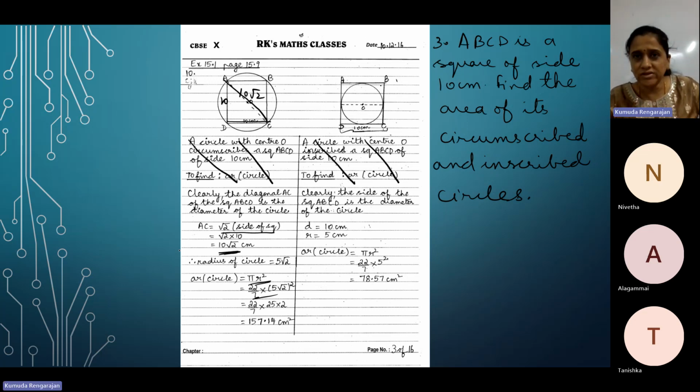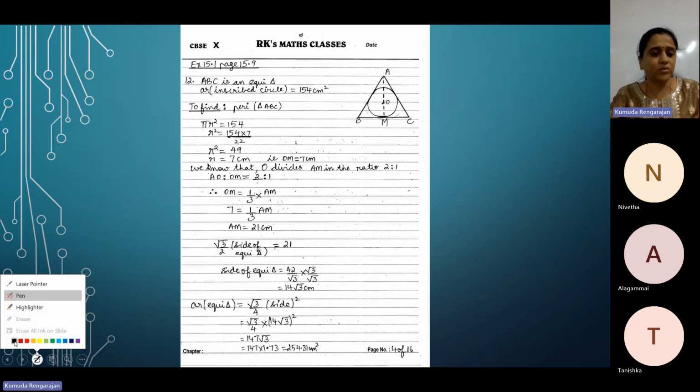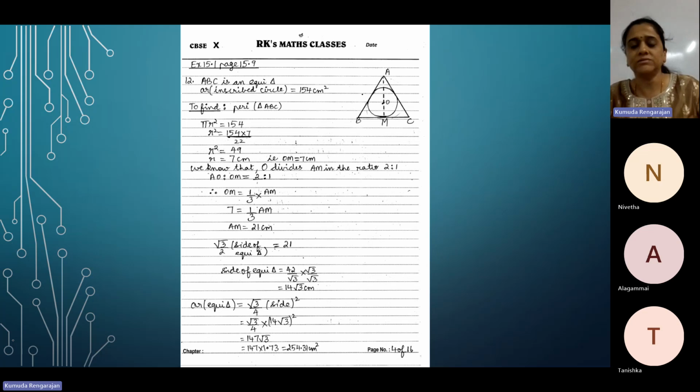In this case, where the circle is inscribed, what is 10 centimeters? It's a diameter of the circle. Directly, the side of the square is the diameter for the circle. So half of that is the radius, pi r square. All right. Write the question here. This is the next one.